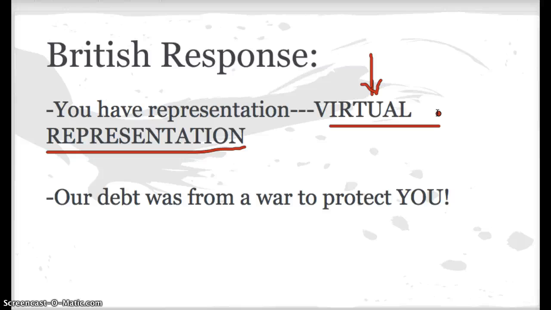And Parliament said, well, we represent all English citizens. So in a sense, you have representation. You just don't have someone who's elected from the colonies to vote. And they also said, you need to pay more of this money because that debt that we took on was a war to protect you. We were protecting your land. As we know, colonists didn't really like that virtual representation argument.